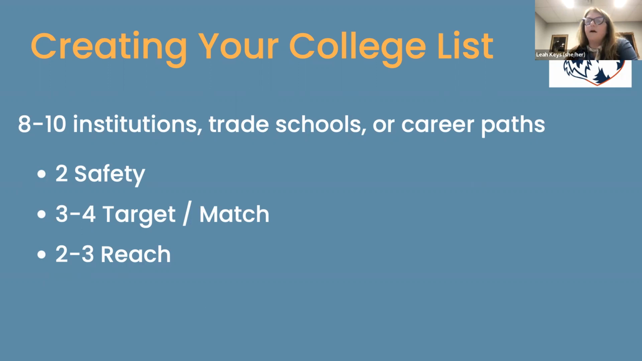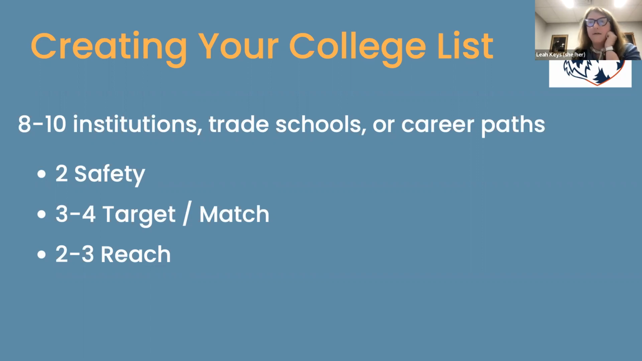So moving on. Okay, so the next line says 3 to 4 target/match. These are target or match schools; sometimes people categorize it either way. I use both words. A target school or a match school is one that you feel pretty good about getting into, and hopefully the school that is your first or maybe second or third choice. Those schools are in that target/match category.